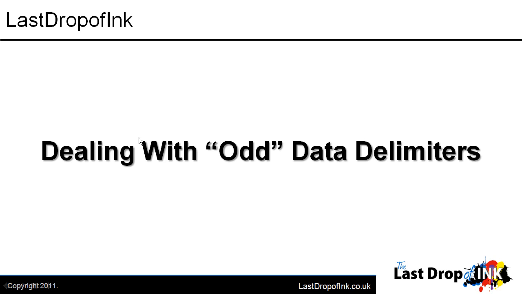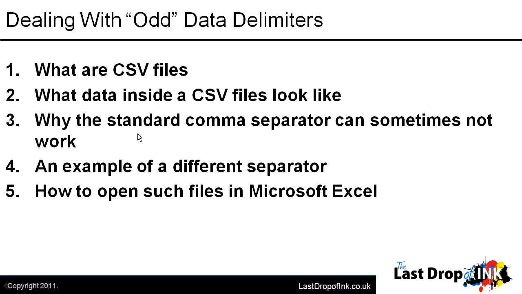in Excel. Okay. Now, first of all, there's 5 topics which I'm going to be covering. What are CSV files? What data inside a CSV file actually looks like? Why the standard comma separator can sometimes not work? An example of a different separator, and how to open such files in Microsoft Excel.